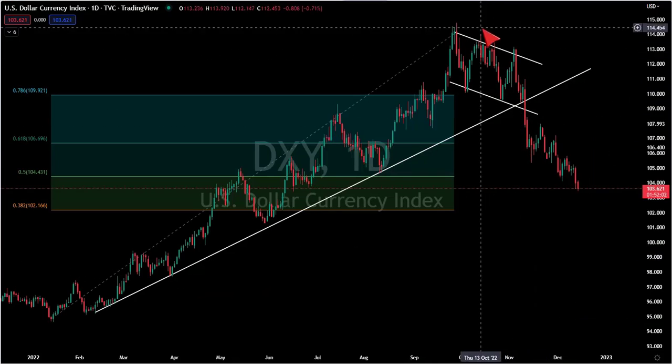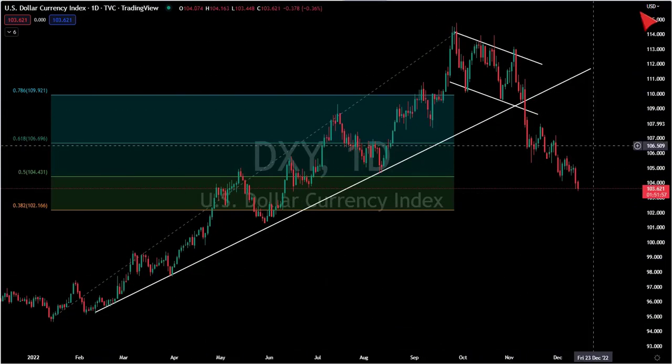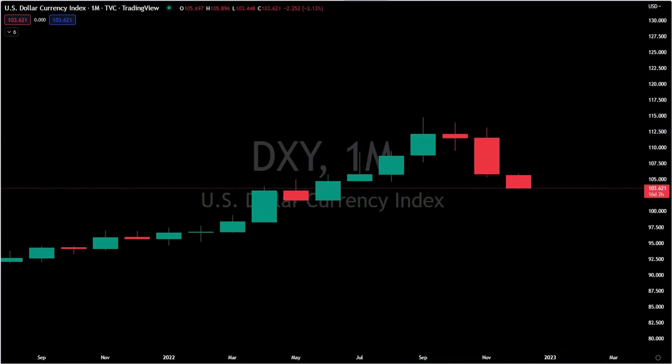This is the dollar today on a daily chart. And you can see how we broke our upper trend line and are cracking. Zoom out on the monthly, and you can start seeing the same pattern develop on the dollar that happened in 1994-95.